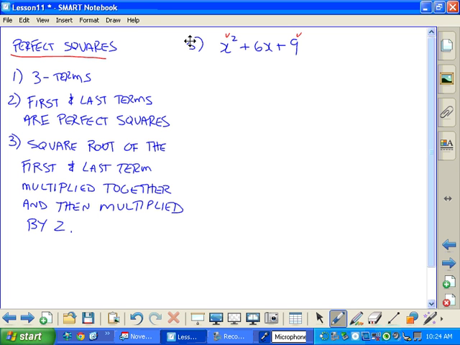So square root of the first and last term multiplied together. So the first term is just going to be x. Square root of 9 is 3, so we have 3x. And then if I multiply it by 2, we end up with 6x. And 6x is the middle term.